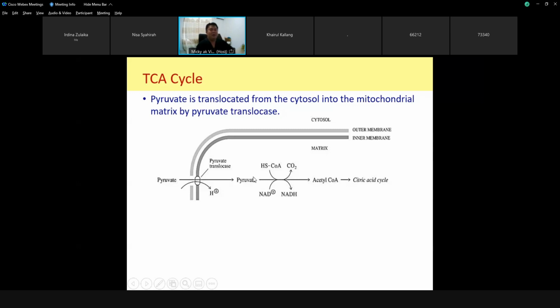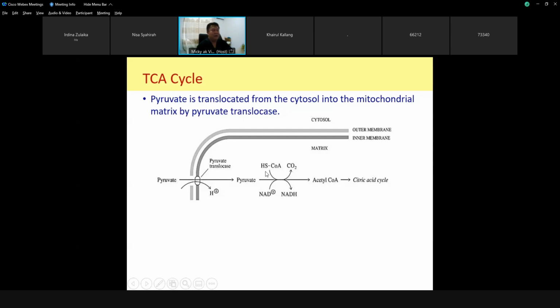Alright. Before pyruvate enters the citric acid cycle, it is first converted into acetyl CoA. Remember, from 3 carbon of pyruvate, 1 becomes CO2, leaving 2, which is your acetyl CoA. So pyruvate will react, take 1 carbon away from it, then it becomes 2 carbon, which is acetyl CoA.